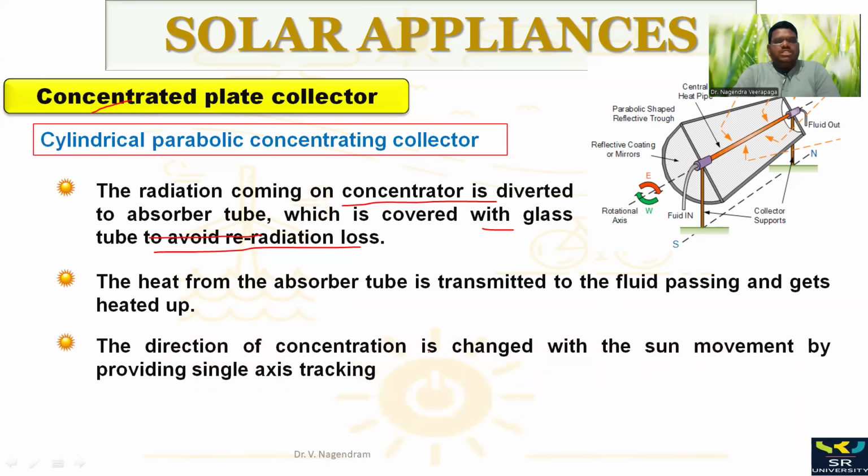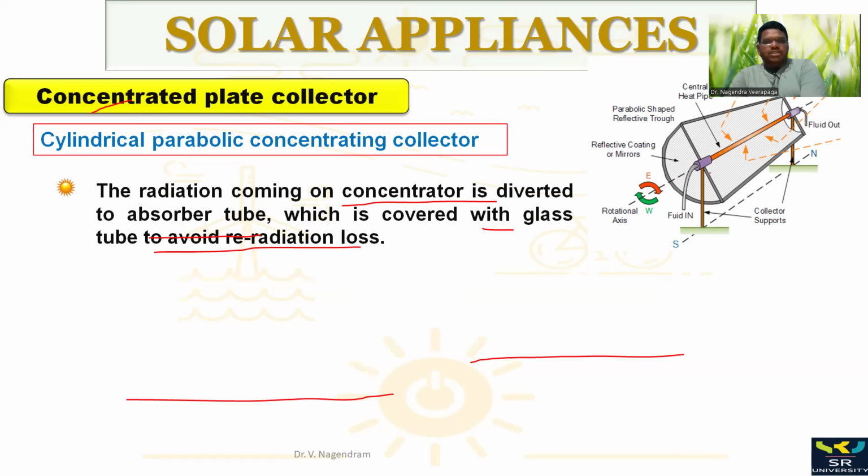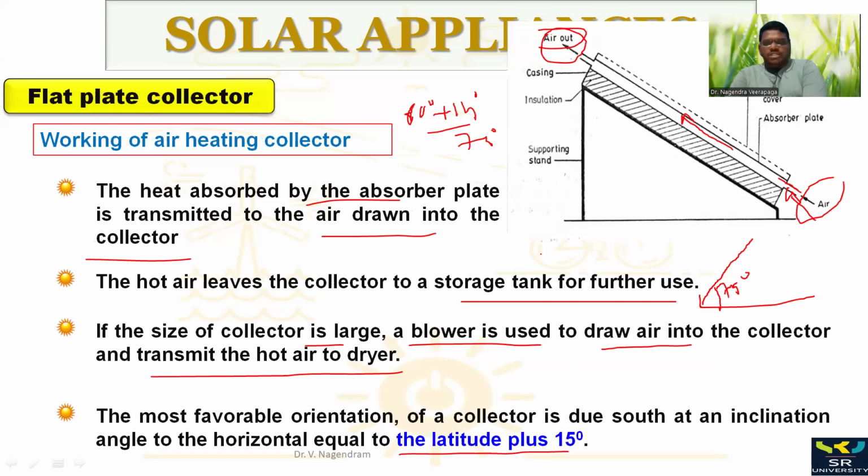The direction of concentrating is changed with the sun movement by providing a single axis track. In the previous flat plate collectors, we have to fix them at a certain angle and position, whereas here, we can divert the direction of these plates along the direction of the sun. You can see the previous slide.